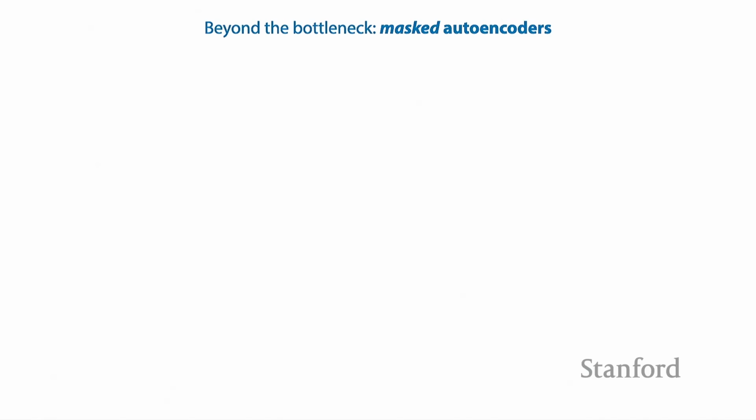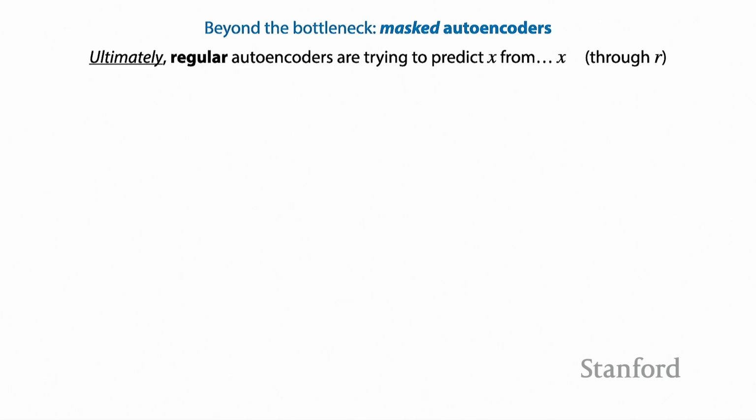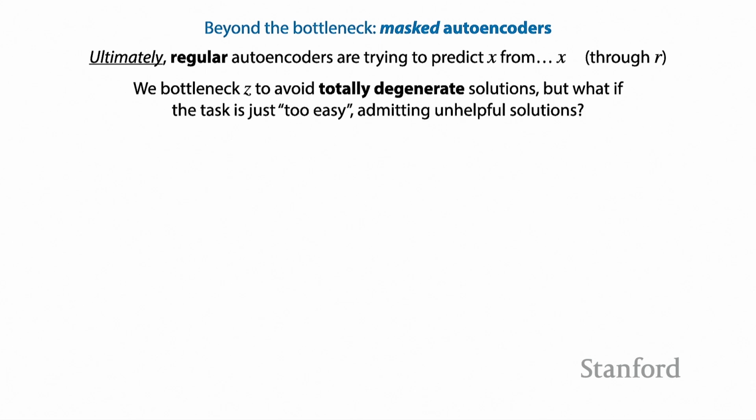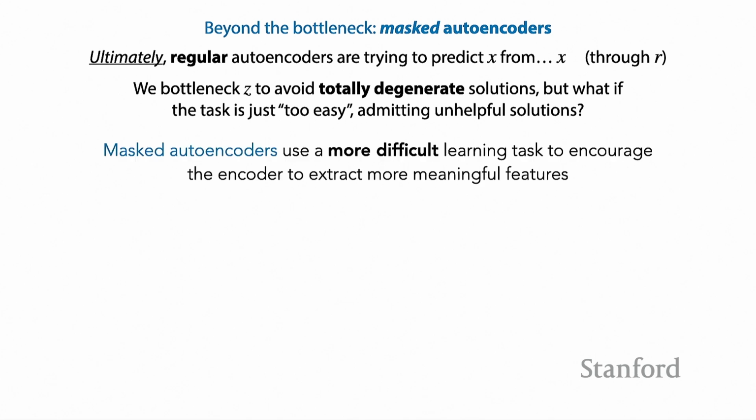All right, so we want to go beyond this bottlenecked approach to the autoencoders because designing a good bottleneck that actually forces our encoder to give us good features is really quite tricky. And so the common solution people use now is called masked autoencoders. The issue that this gets around is our regular autoencoders are really trying to predict X from X, and this is sort of a degenerate task. And so we add this bottleneck to try to avoid our degenerate solutions, but maybe the task is just too easy, and the easiest way to solve the issue is not to design a really fancy or perfect bottleneck, but just make the task a little bit harder.